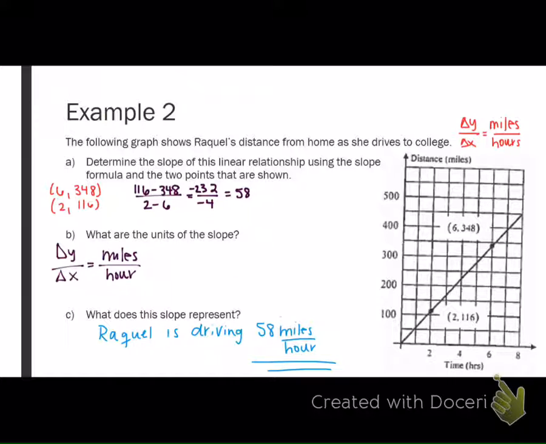Okay, questions on that first example? Go ahead and get that written down. When you're ready, flip. If you have questions, please let me know.